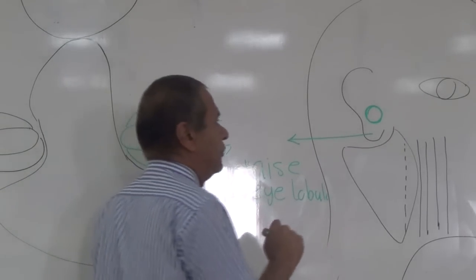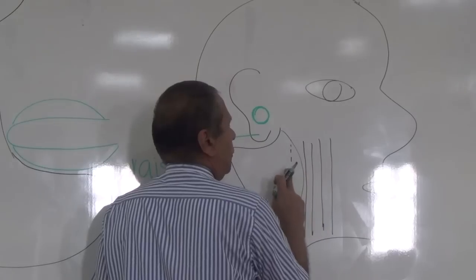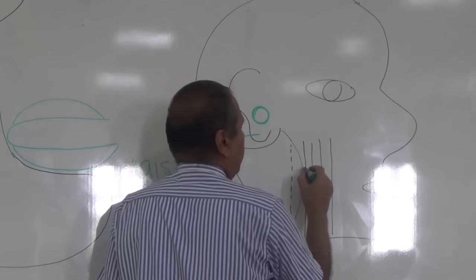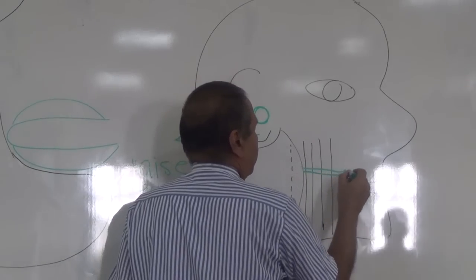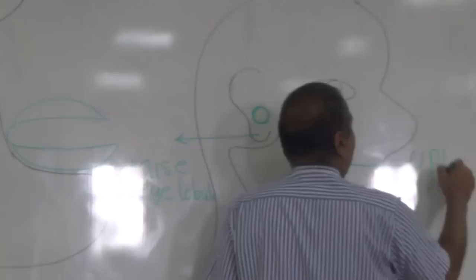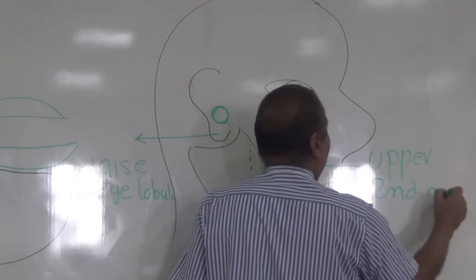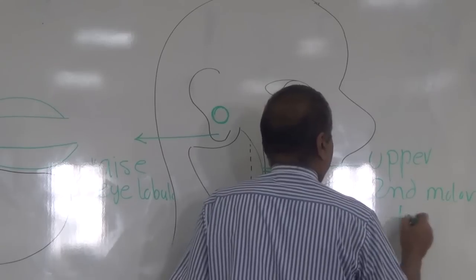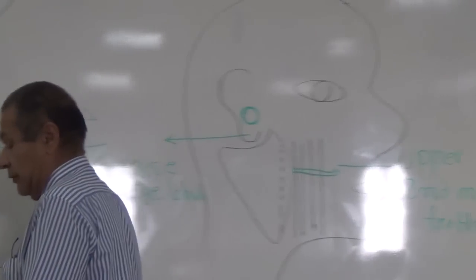Number two, the parotid duct. It arises from the anterior border of the parotid gland. It crosses in front of the masseter muscle, and then it pierces the buccinator muscle to open into the vestibule of the mouth opposite the upper second molar tooth. This is the parotid duct.